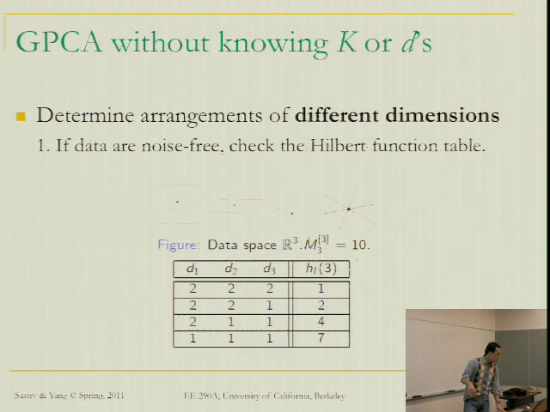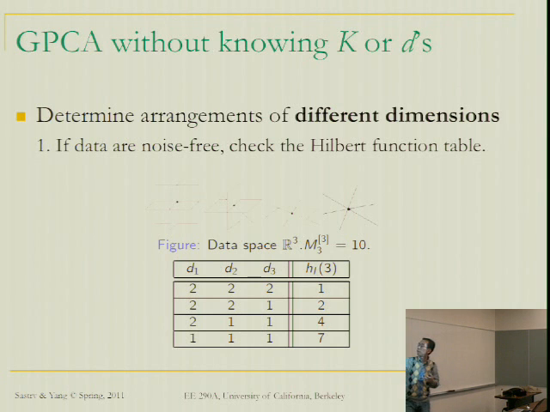Okay. So how to determine the arrangement with different dimensions? Well, if the data are noise-free, you still get a free pass. Remember, we have the Hilbert function. We have this table. So you can just keep raising the dimension, until you see the Veronese embedding drops rank. Now, in that case, if they are not the same dimension, you may not see the rank of V drop by 1, the dimension of the null space. But in that case, based on the Hilbert function, you can just go to the lookup table, and then you can find the combination, right?